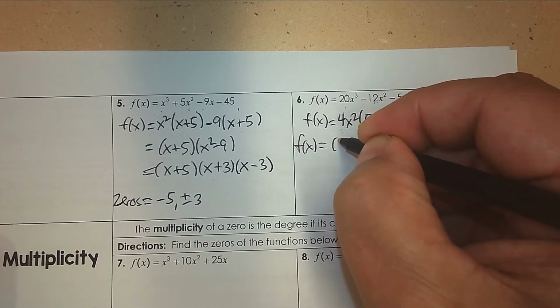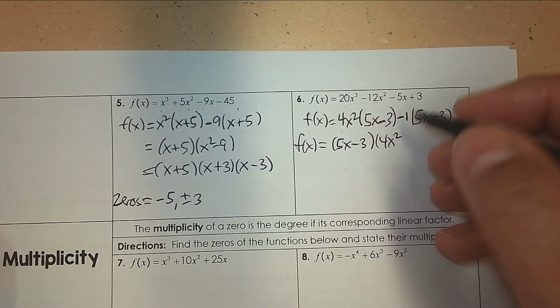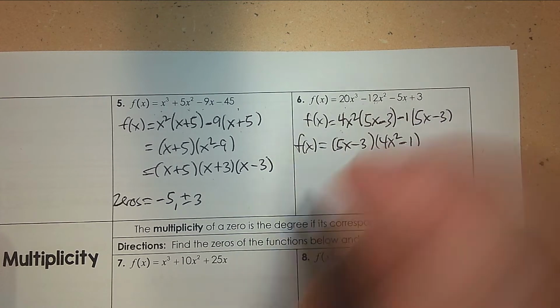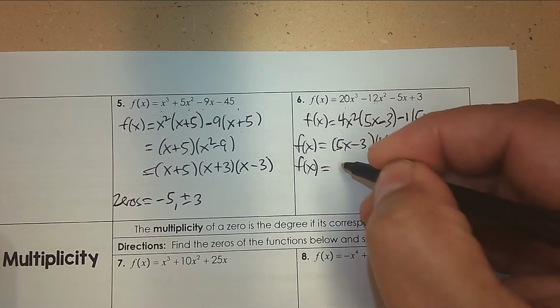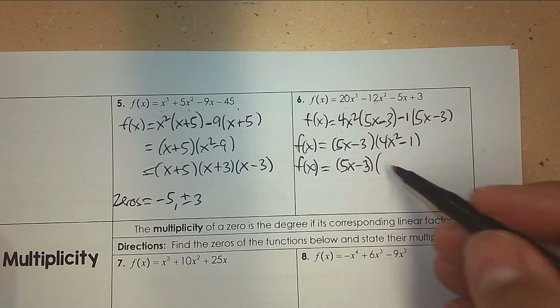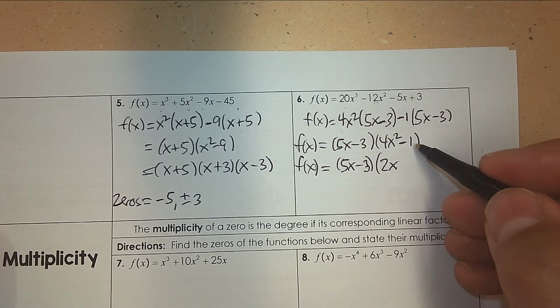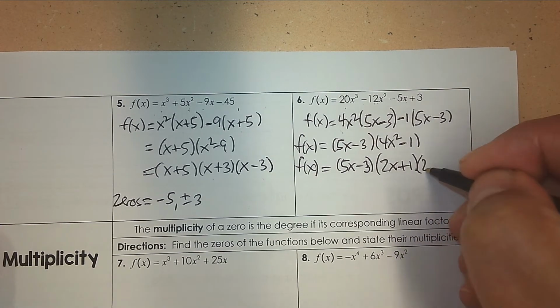So they have a 5x minus 3 in common, and then you have a 4x squared minus 1 that's left over. So one last step to completely factor it: do a difference of squares. The square root of 4x squared is 2x. The square root of 1 is 1, so one's adding and one's subtracting.